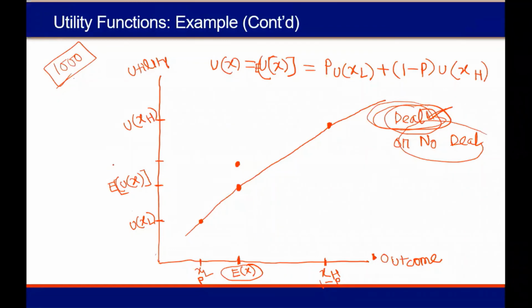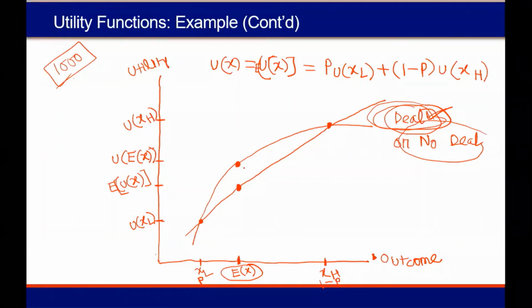this is the utility you expect from the expected wealth. It is no longer expected utility, because you are getting a certain amount of utility from this amount. You are getting this for certain. Okay, so if I try to connect, this is the concave utility function.